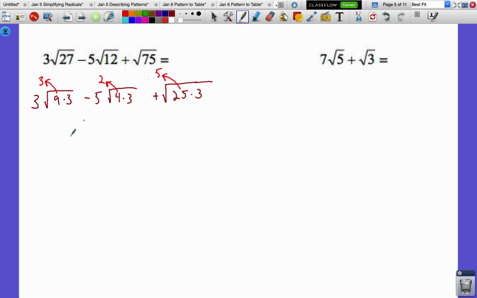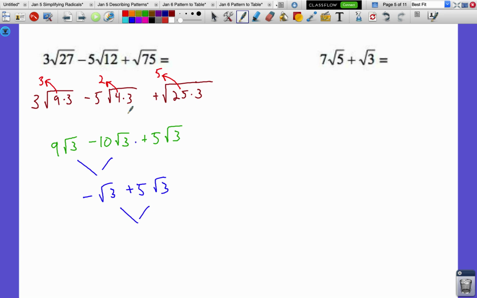So let's see what we have. Now we've got 9 root 3, I did the 3 times 3 to get a 9 there, minus 10 root 3 plus 5 root 3. Now you can add them all together, you can pair them off if you want. Here I'll pair them off, I get negative root 3 plus 5 root 3. Now we'll combine these. Negative 1 plus 5 is just a 4, so now we got 4 root 3. Final answer.